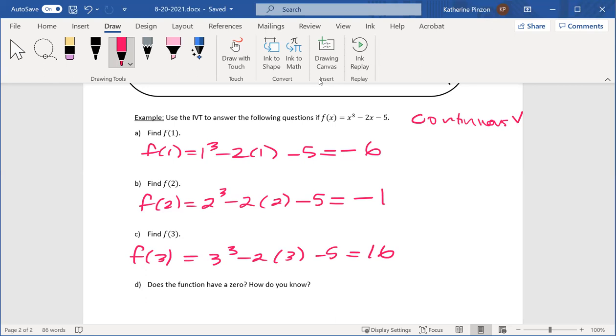Okay, the question says, does the function have a zero? And how do you know? So what does it mean for the function to have a zero? A zero is a place where the function crosses the x-axis, where the y value is zero, right? So does the function have a place where the y value is zero? Yes, how come?